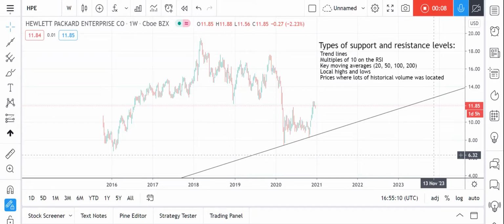This is a really important concept to understand. Everybody wants to buy the bottom and sell the top, and in order to do that, you've got to know where the support levels are located and where the resistance levels are located.